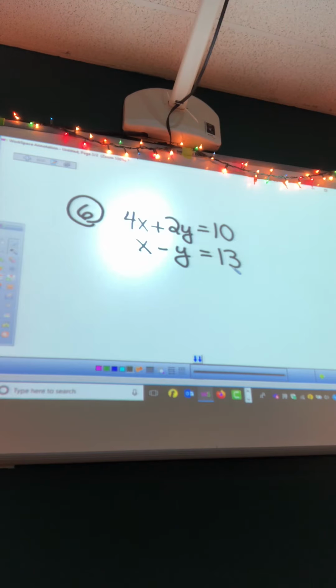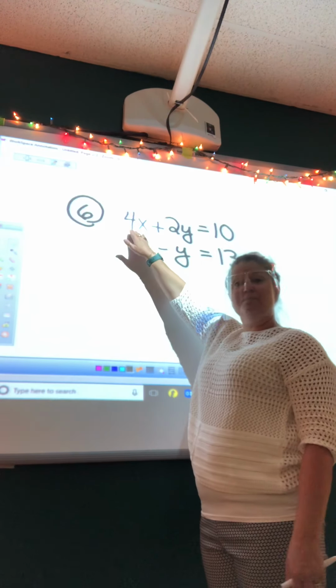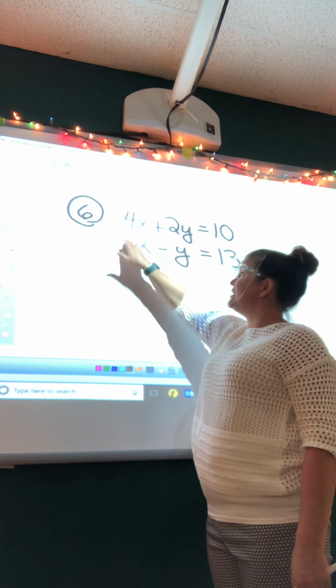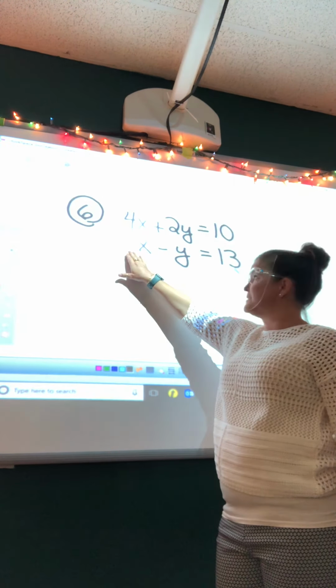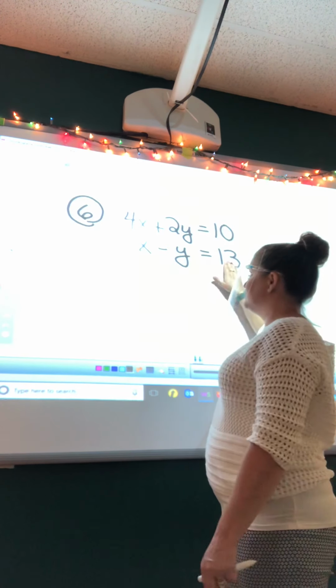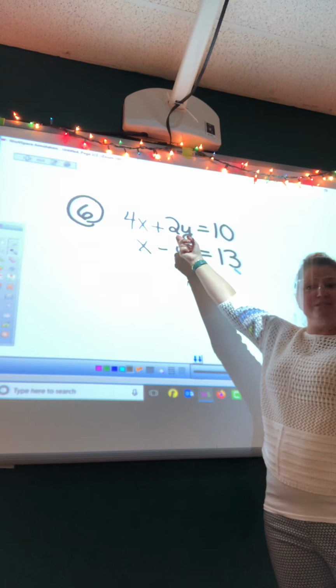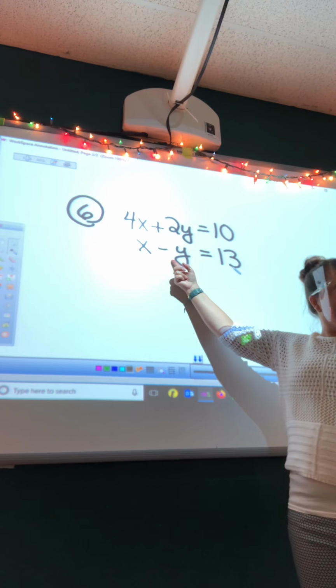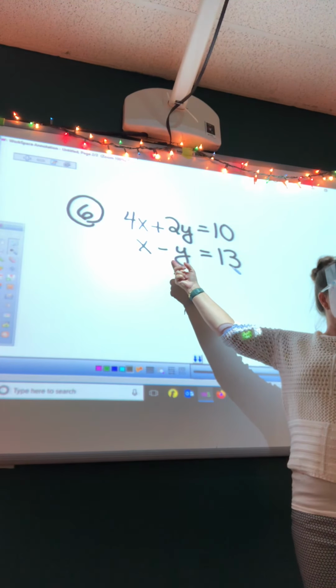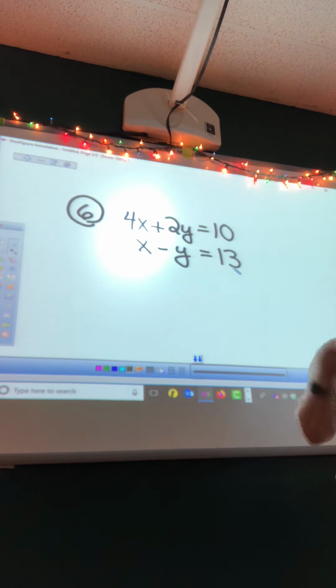Elimination, because we need a positive, negative, same number. So if I was choosing my x to eliminate, I would need a negative 4x in front of this down here. If I was choosing my y to eliminate, here's a positive 2y, I need a negative 2y down here. You need a positive, negative, same number in order to use elimination.